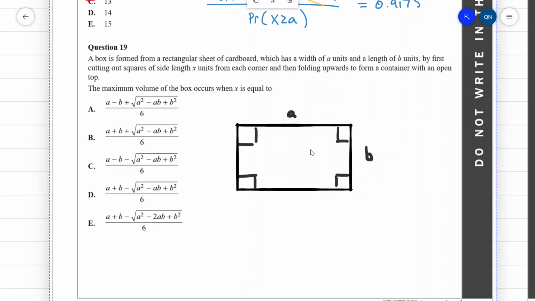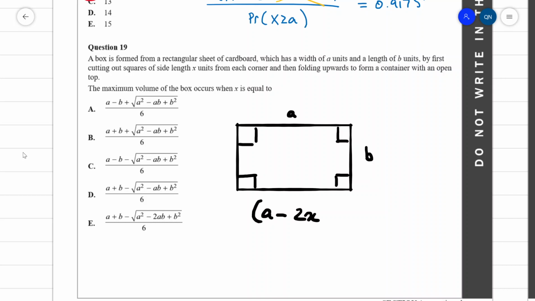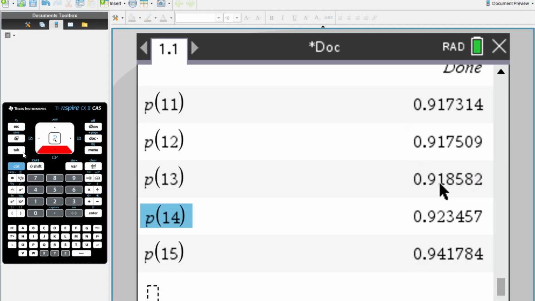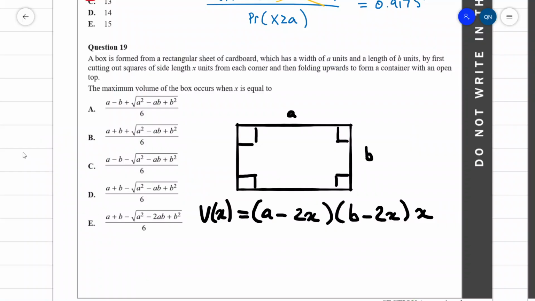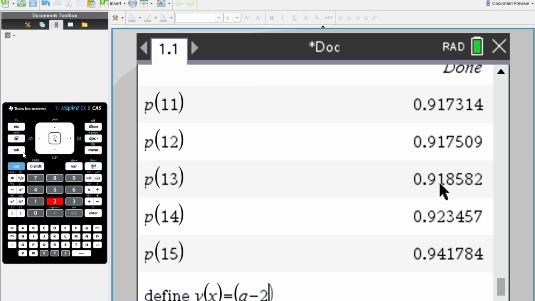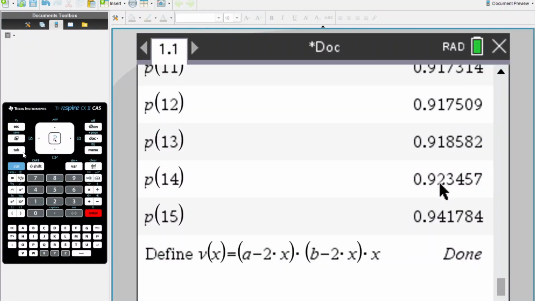The length of this box is going to be A minus 2x, because that's the total length. We subtract off the 2x, 1x from both sides. Then we do B minus 2x, and then we have x. So this is the volume function, V of x, let's say. Let's define that on our CAS. We will define V of x to be equal to A minus 2x, then we have B minus 2x, and then times x, like so.